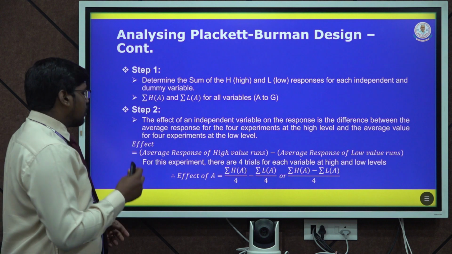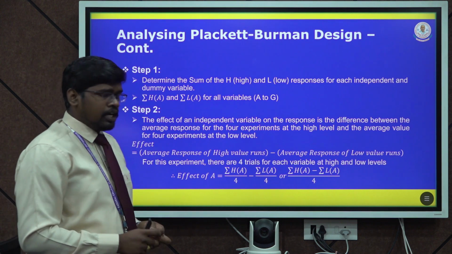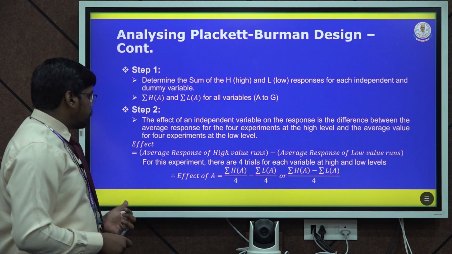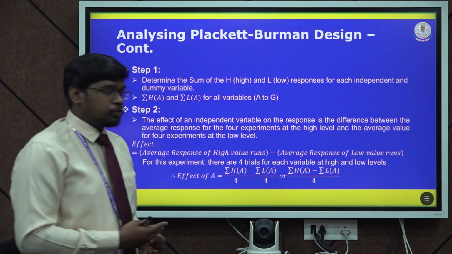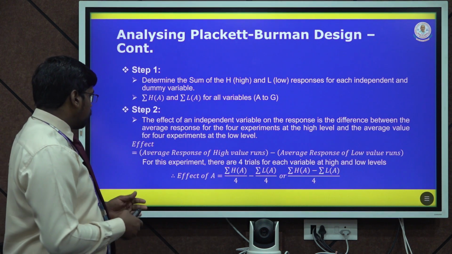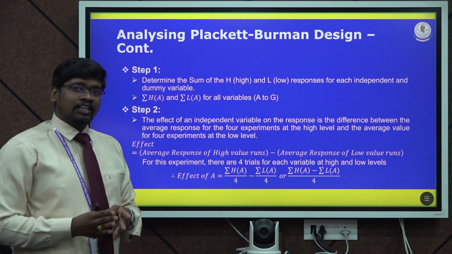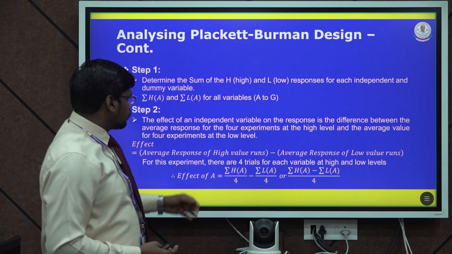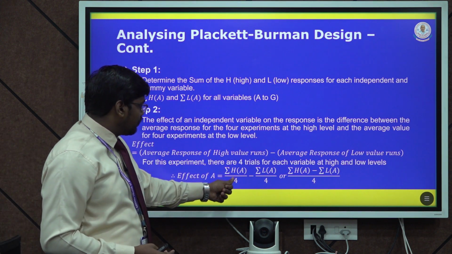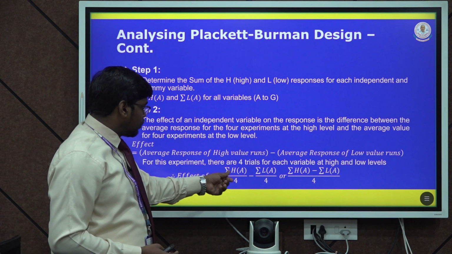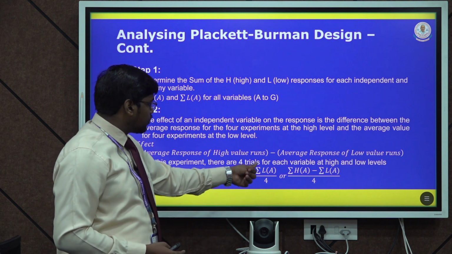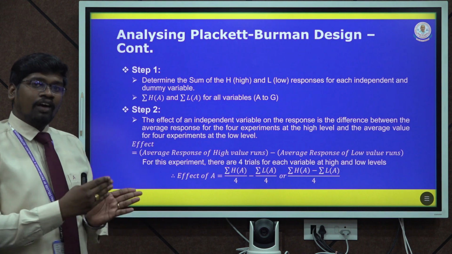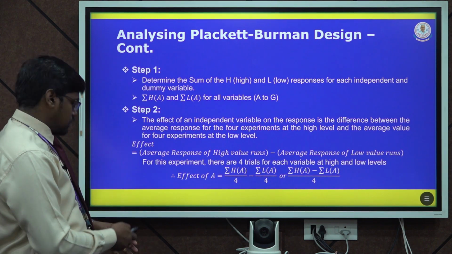The second step is to find the effect of an independent variable on the response. The effect is given by the average response of high-value runs minus the average response of low-value runs. For this experiment, there are 4 trials in which the value is high and 4 trials in which the value is low. So the effect is the sum of HA divided by 4 minus the sum of LA divided by 4. The difference of the average high and average low runs is given as the effect.